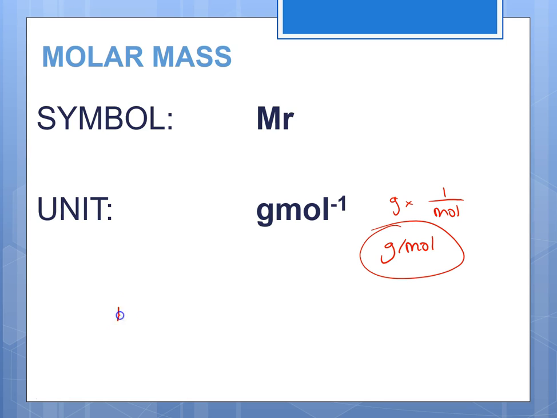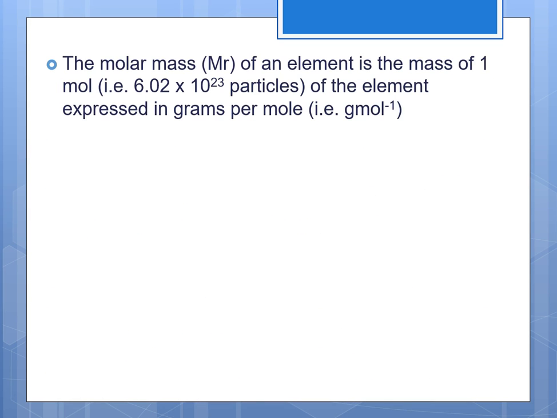Remember that our AR, our relative atomic mass, didn't have units or could be given the unit AMU, but it is critical to remember that our molar mass or relative molar mass has units of grams per mole. The molar mass of an element is essentially the mass of 1 mole. If you remember back to when we talked about a dozen, this would be the mass of 1 dozen.